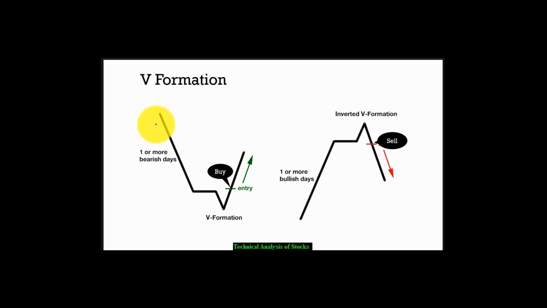So here, if you observe a bearish market for one or more days, and after that there is a V formation, this neckline, the V formation, gives you a buy signal. Here you can buy because the market is expected to move further in an upward direction. Similarly, after a bullish trend for one or more days, if there is an inverted V formation and neckline, this support line gives you the sell signal because the market is going to fall further in future. That's how V formation is important to understand to decide when to buy and when to sell.